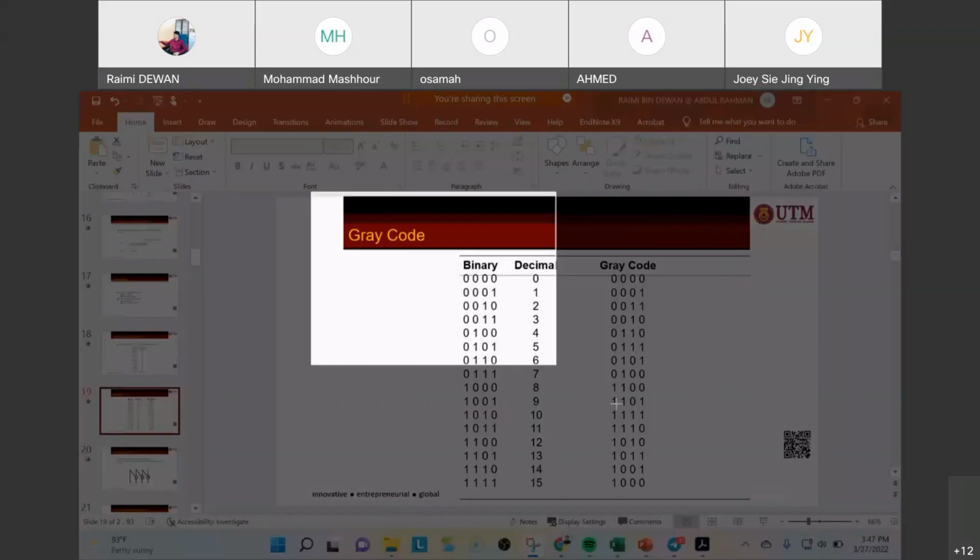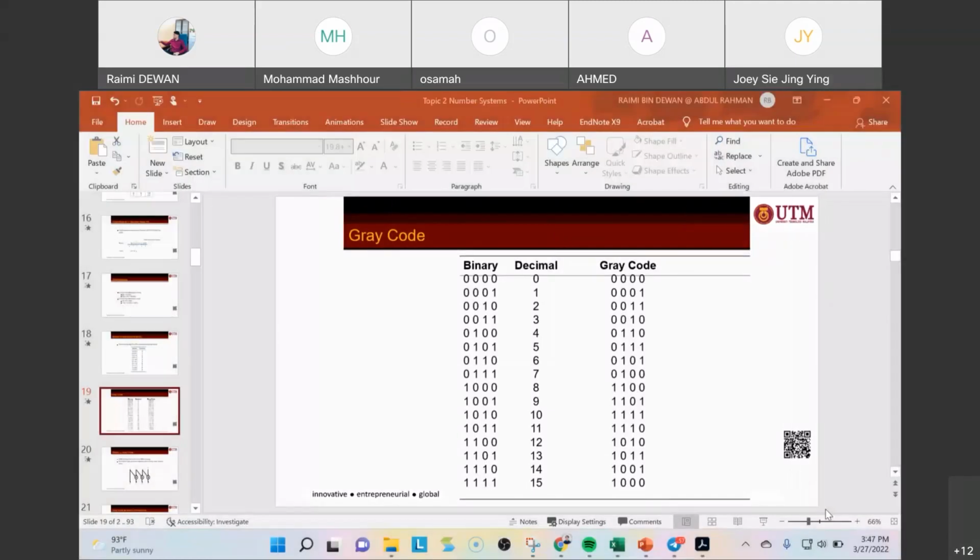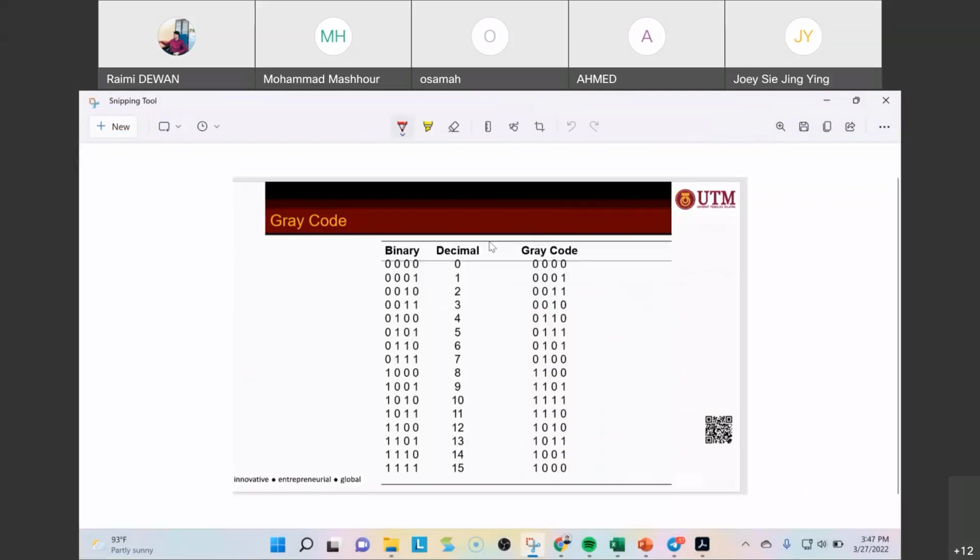So, this one is binary to decimal. You now get to know the other system, the gray code. You already learned this one, and you already learned this one. Now, we want to learn another digit system, which is the gray code, still using 0 and 1.